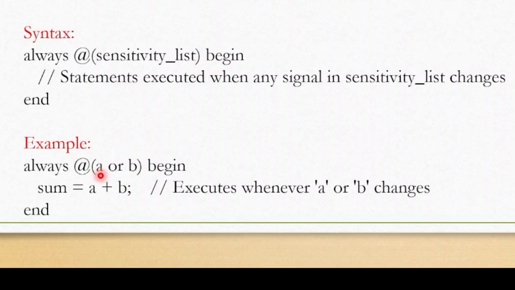In this example, we put A or B as the sensitivity list. This statement will execute whenever A or B changes. If A or B changes 2 times, the statement will execute 2 times. If A or B changes 3 times, the statement will execute 3 times. This is like this.